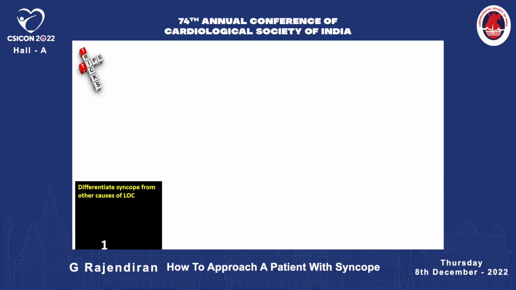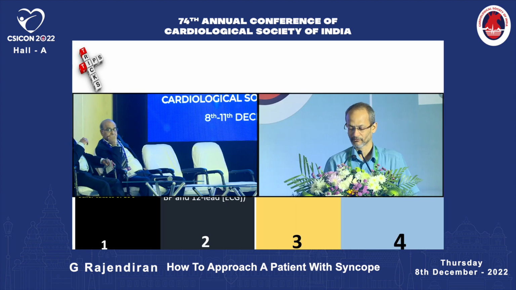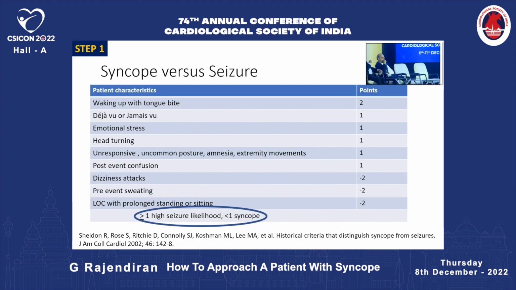Well, I will be discussing these four steps. Step 1 is to differentiate syncope from other causes of loss of consciousness. Step 2 is to have a basic initial evaluation of syncope. Step 3 is to categorize the risk, and step 4 is to do other investigations if necessary. First thing, syncope versus seizure, it's such a very big topic, but I think the easiest thing is to follow some specific questionnaire as has been shown here.